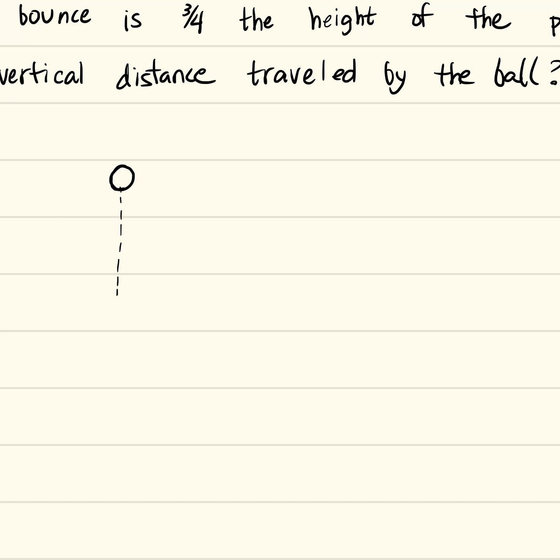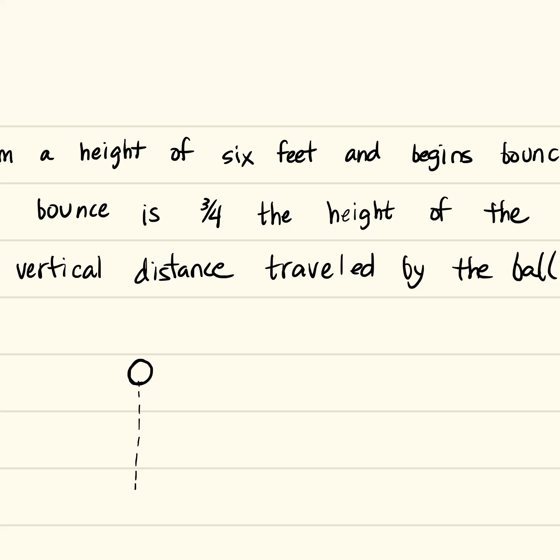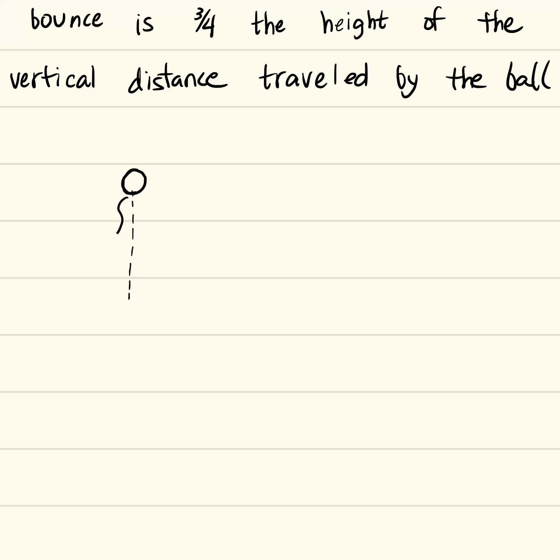What do we say? We said the ball is going to be 6 feet. Yeah, so it has a height of 6 feet. So that means the ball starts off with this height here being 6 feet. Now first it goes 6 feet down to the floor. So this is the floor.